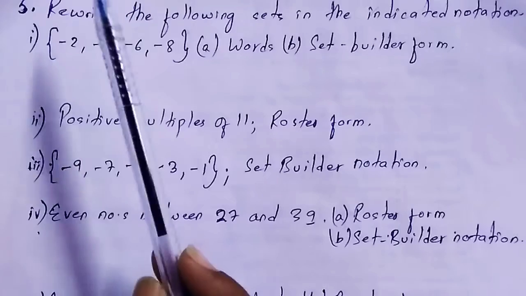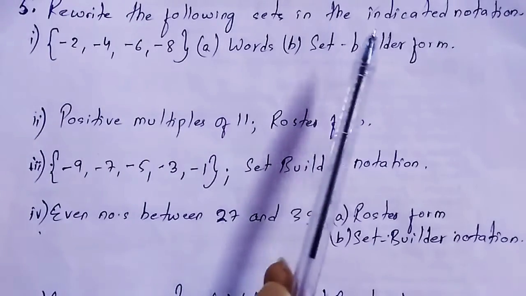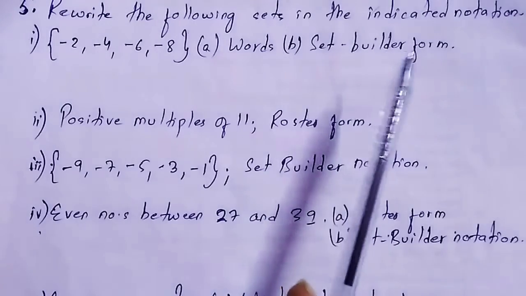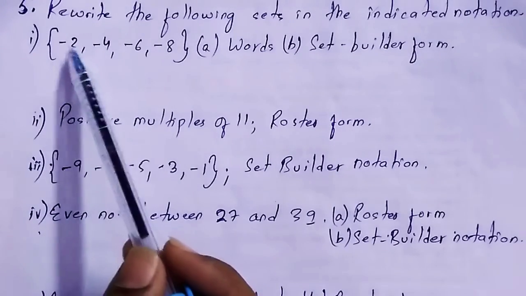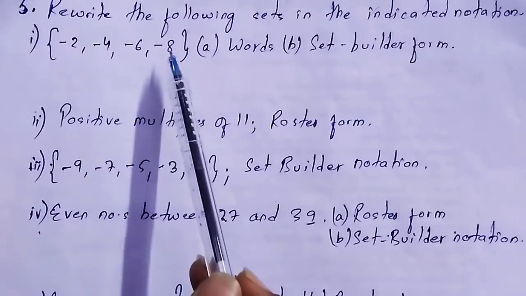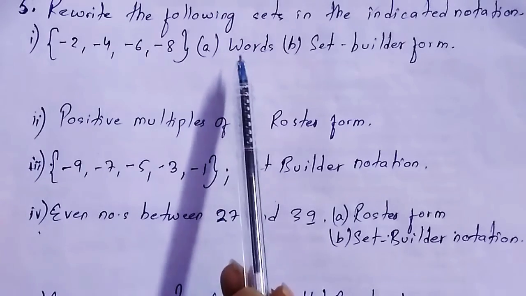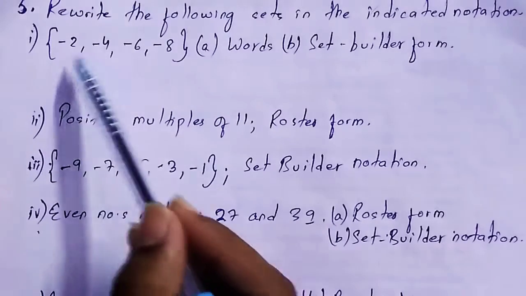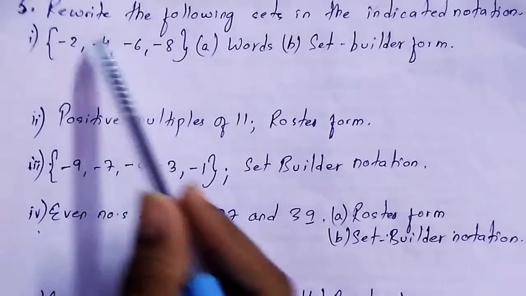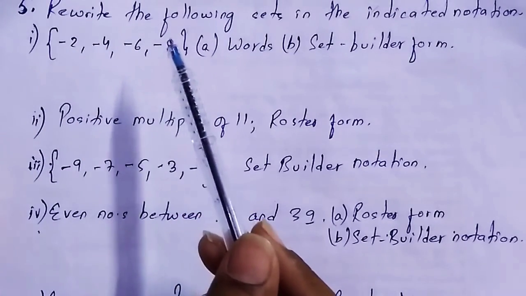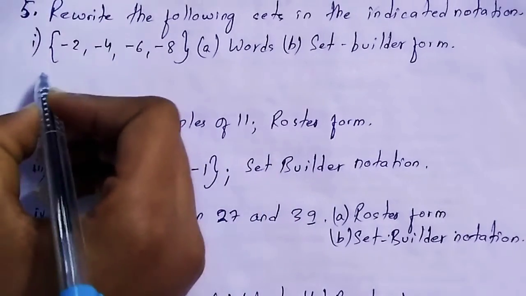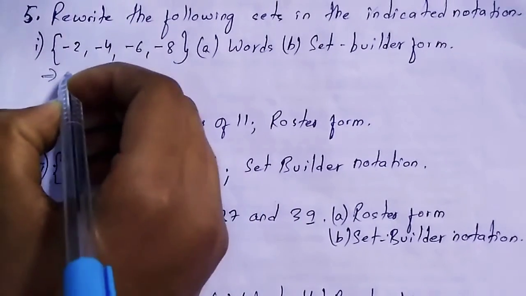So number 5, rewrite the following sets in the indicated notation. Whatever is written here, you need to write accordingly. So first one, -2, -4, -6 and -8. You need to write this in words. So friends, if you see these numbers carefully, then these are all even numbers and you can see a minus sign in front of everyone. So they are negative even numbers. These are negative even numbers.